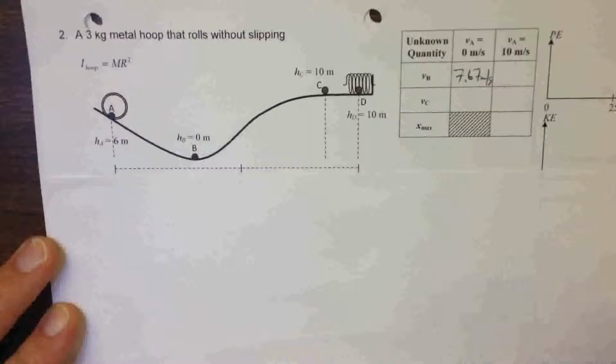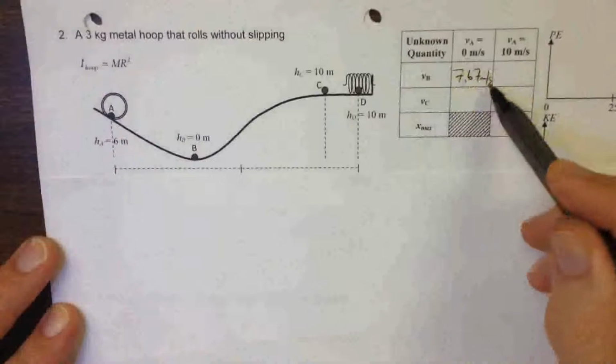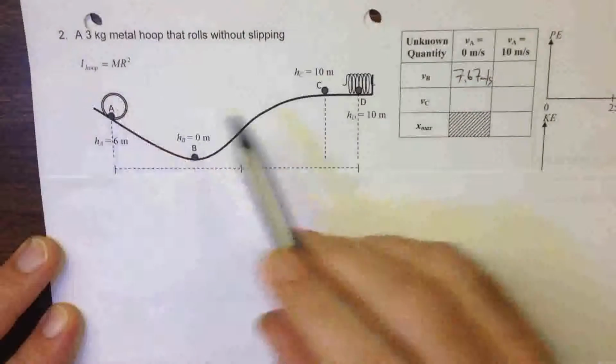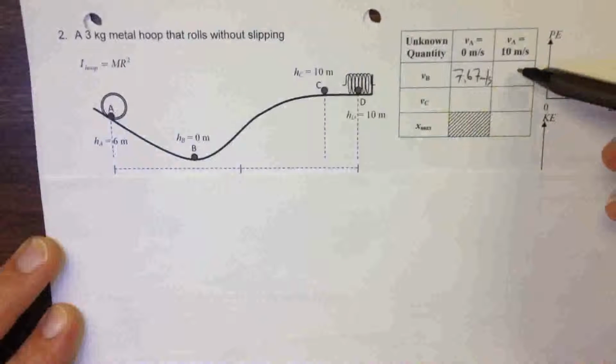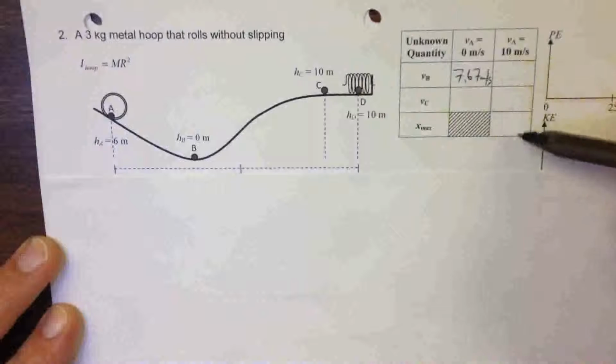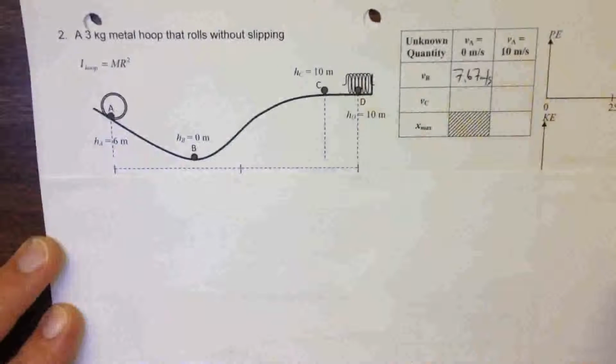Hi everyone, I demonstrated in class yesterday how we arrived at 7.67 meters per second for that first answer there. But we're back to the metal hoop, and I'm going to solve for the velocity at B, if the initial velocity is 10 meters per second, the velocity at C, and the maximum compression of the spring. I'll show you how to do that.